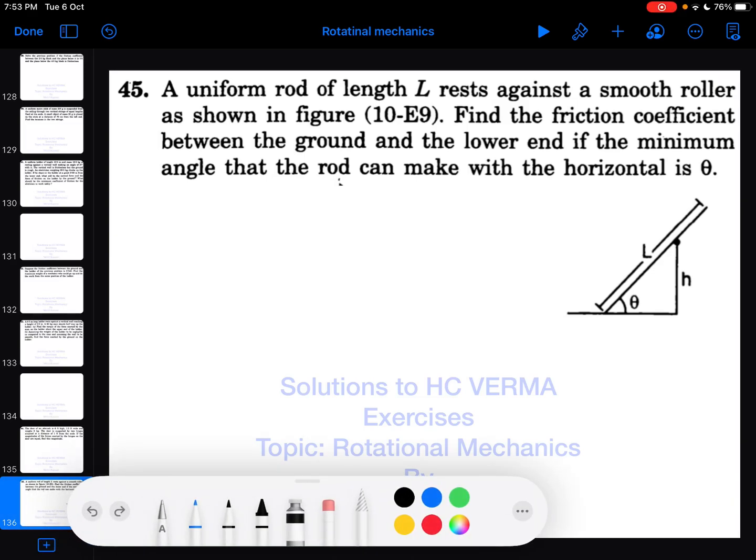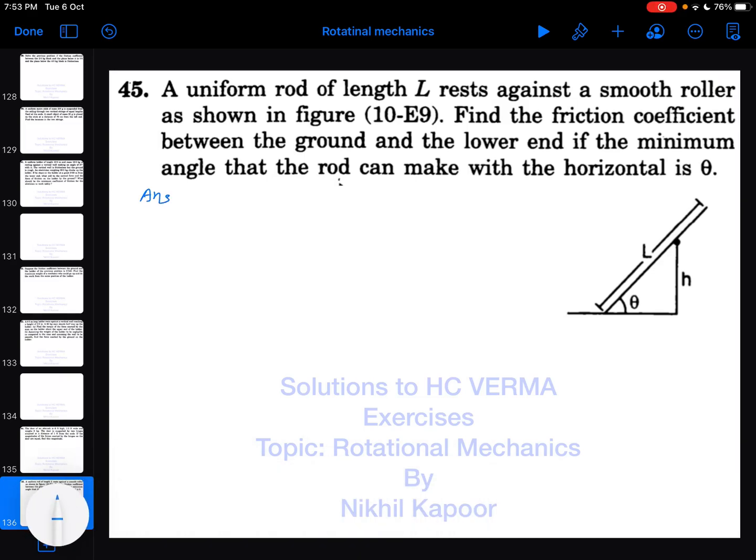With the 45th example. A uniform rod of length L rests against a smooth roller as shown in the figure. Find the friction coefficient at the ground and the lower end if the minimum angle that the rod can make with the horizontal is theta. As this is the minimum angle it can make, here this is the friction, which will be equal to mu times the normal reaction exerted by this end A. This is B. This is the reaction NA and this is the reaction from B.